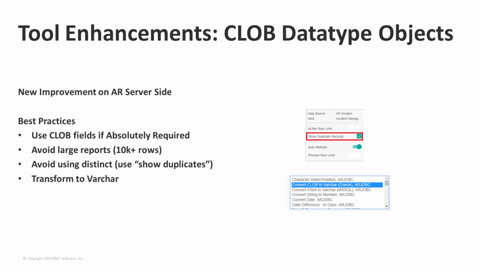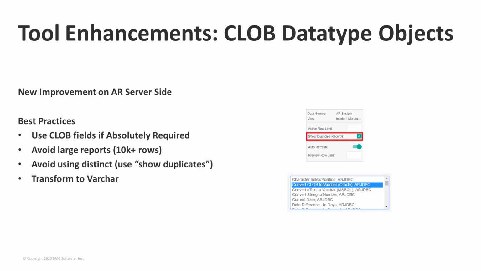So what we normally try to do with the CLOB field is to convert it. Instead of having a CLOB field, you can convert it to a varchar, and it will be very easy to use these fields. There were some issues with the AR side to perform this transformation, and that's the new improvement that we got on the AR server side. And also we have some best practices in here.